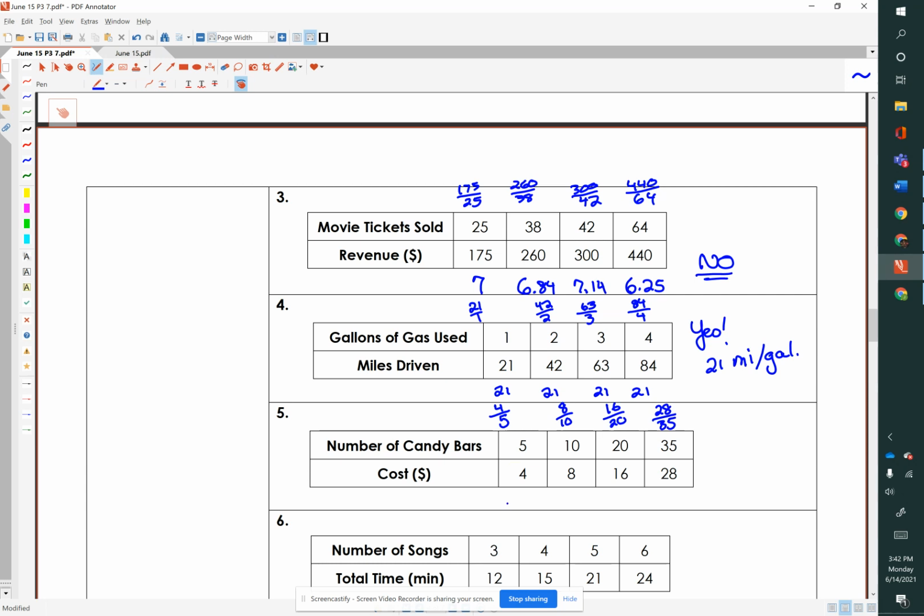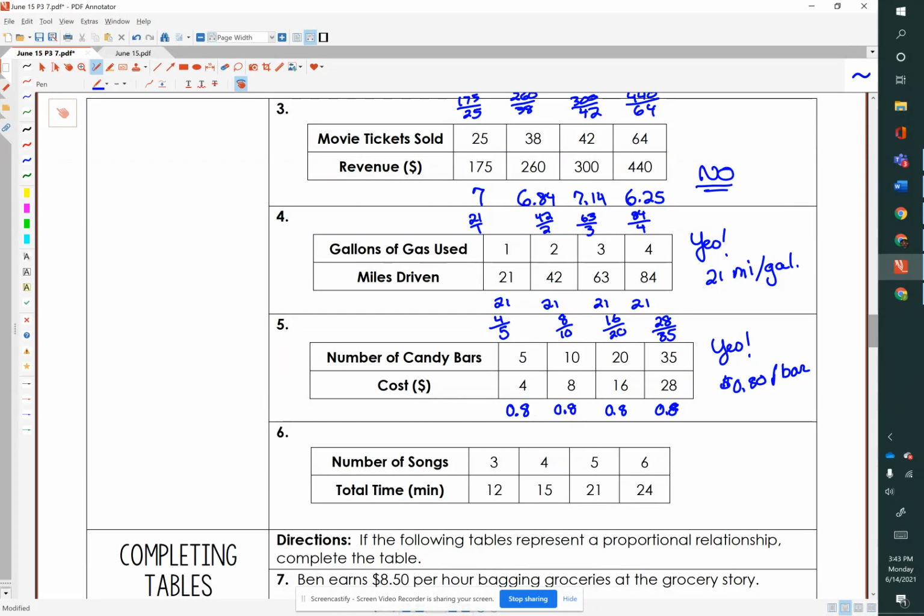So 4 divided by 5 is 0.8. 8 divided by 10 is 0.8. Put an extra 0 and it's 0.8, not 0.08, so it's 80 cents. 16 divided by 20 is 0.8, and 28 divided by 35 is 0.8. So yes, we do have a proportional relationship, and that relationship is 80 cents per candy bar. Okay, let's go on to number 6.